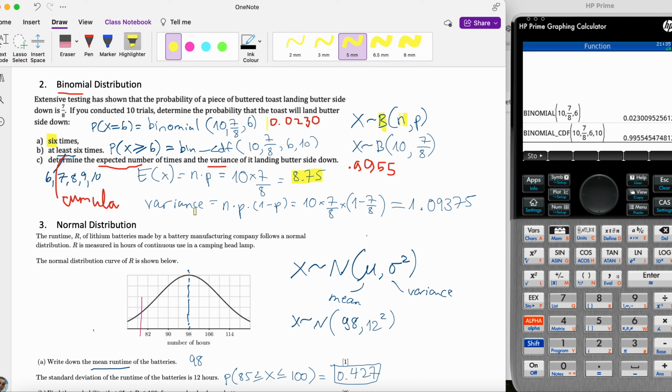And then the variance, remember that's your spread. So 10 times p times 1 minus p, and that ends up being your variance. If you were to ask for standard deviation, you would take the square root of this. So that's binomial.